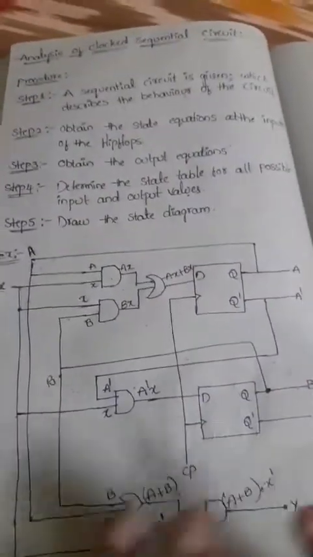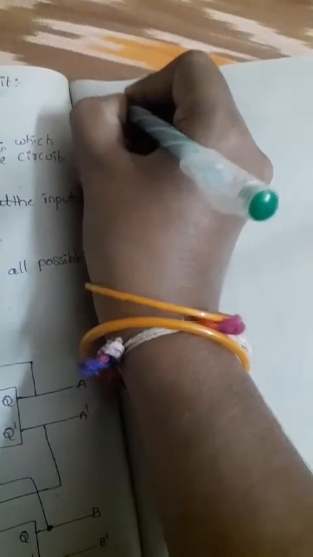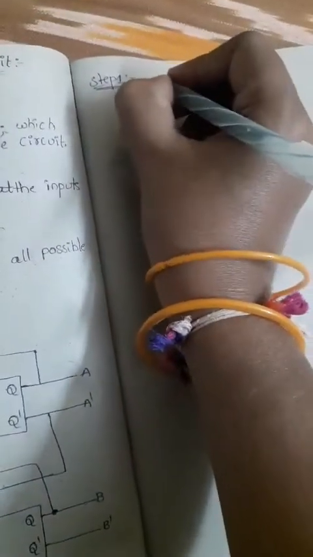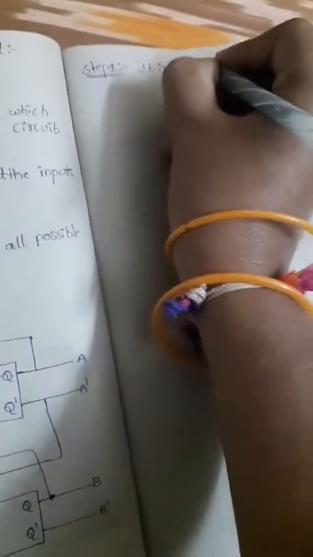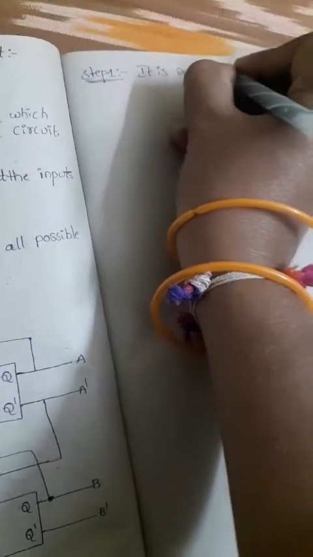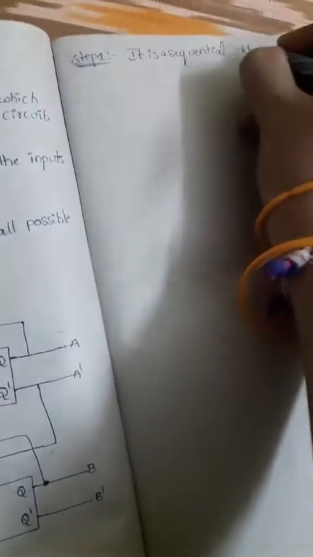The first step is to check whether it is a sequential circuit or not, which we have already verified. This is a sequential circuit, that is step 1. Okay, so I should write it here. Step 1: is it a sequential circuit or not? Yes, it is a sequential circuit. And it consists of how many inputs, how many outputs and how many flip-flops. Now we have to verify it.